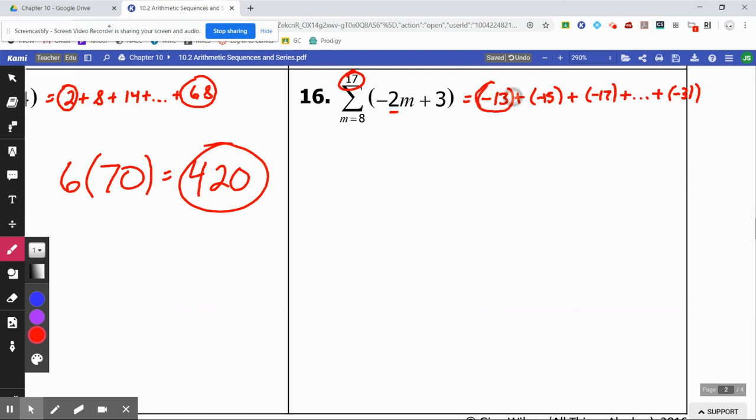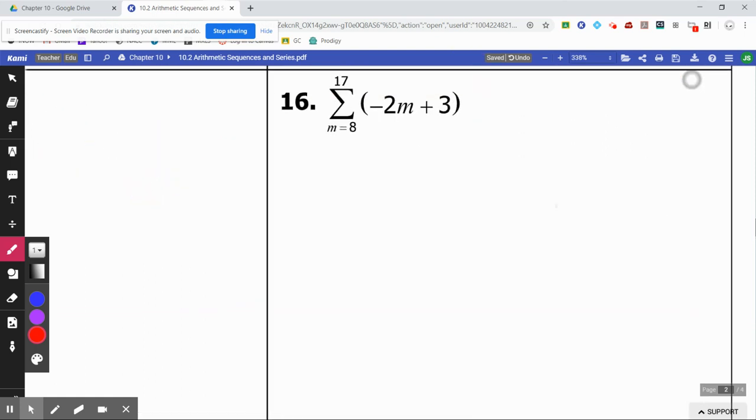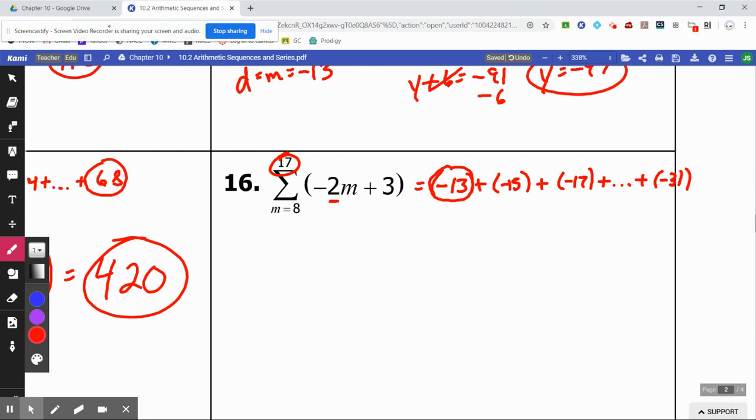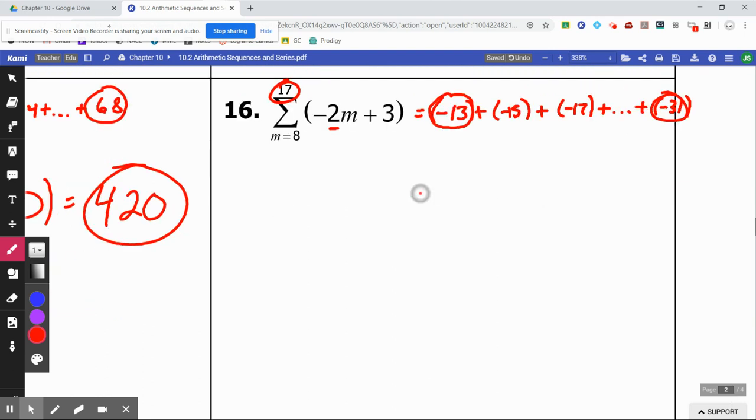So take your first term and your last term. They add up to negative 44, so all of my groups are going to add up to negative 44. Now, how do I figure out how many groups I have? I've got to plug in all the numbers from 8 up to 17. If you actually count it, 8, 9, 10, 11, 12, 13, 14, 15, 16, 17, you don't get what you think.